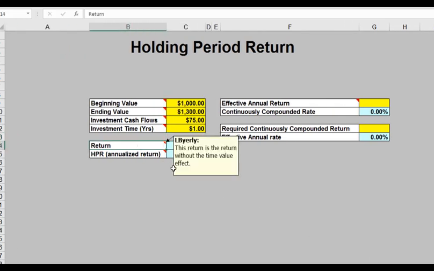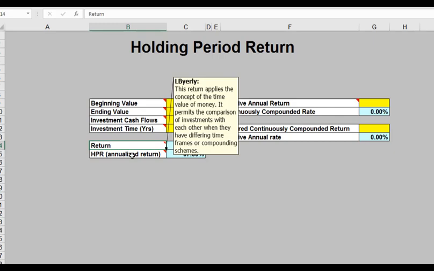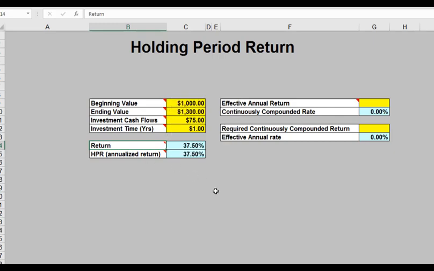We have the return, which is just the overall dollar return, not considering time value. And then we have the HPR, or the annualized return, that adjusts for compounding. So in this case, this investment would have a 37% return.